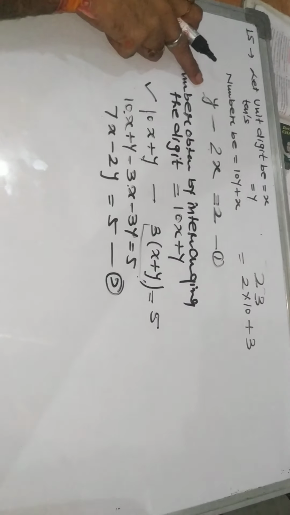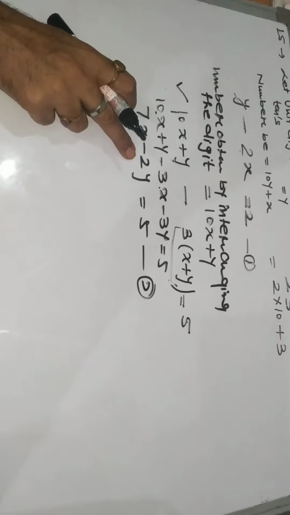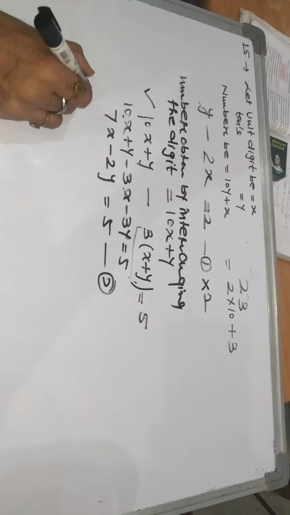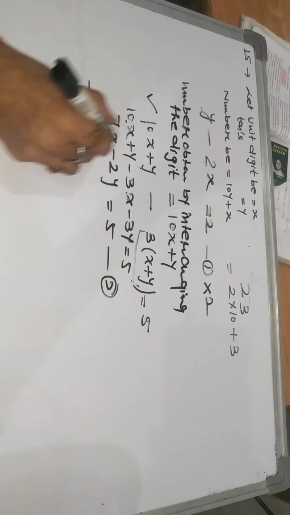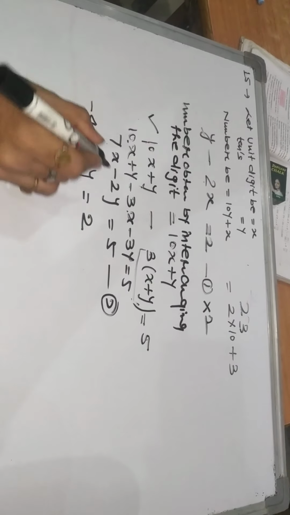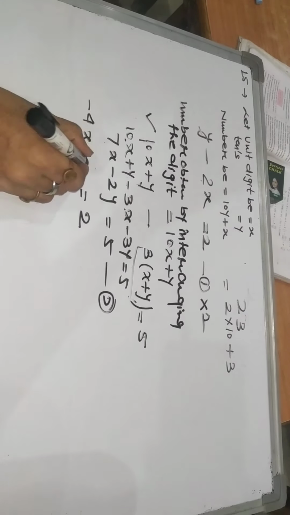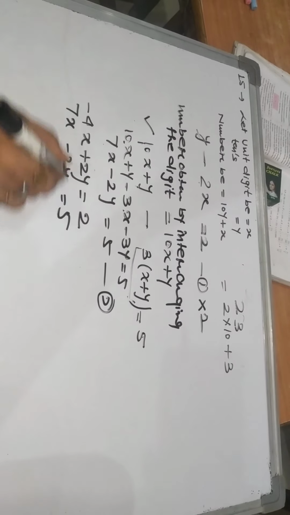Equation number 2: here the coefficient of y is 1, and here the coefficient of y is 2. So this 1 is converted into 2. We have to multiply equation number 1 by 2. So equation number 1 is converted into minus 4x plus 2y is equal to 2. Now equation number 2 is 7x minus 2y is equal to 5.